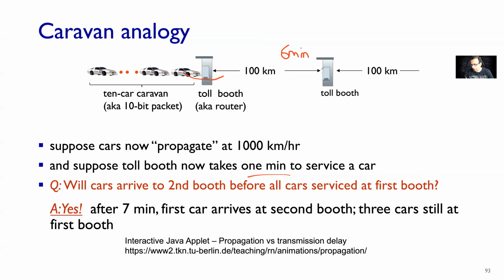Just to keep things simple, we'll assume packets arrive at a rate of A packets per second, right? So A times L is effectively the total incoming traffic at the router, at the switch, and the outgoing traffic is R bits every second. So what if the total incoming traffic is greater than the outgoing traffic?